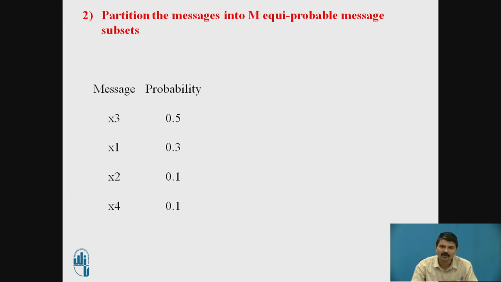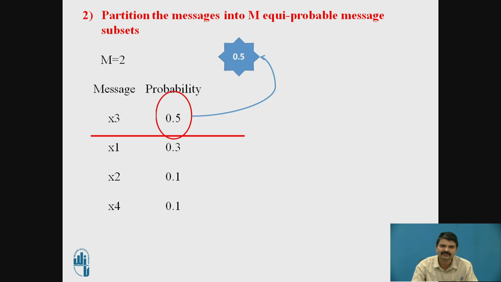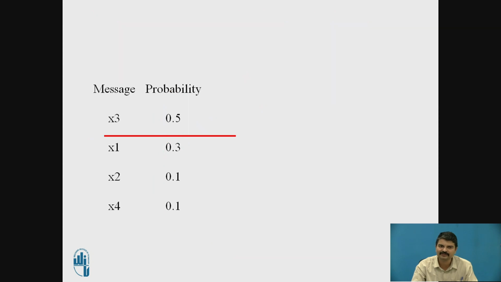So 0.5 may be the first part, and as m is equal to 2, we are going to divide it into 2 parts. Here you can clearly see 0.5, and when I consider x1, x2, x4, it will be 0.3 plus 0.1 plus 0.1, and the addition is equal to 0.5. So equally we can divide the messages into 2 parts. Then as per our second step, assign 0.5 and 0.5, meaning we have decided equally.